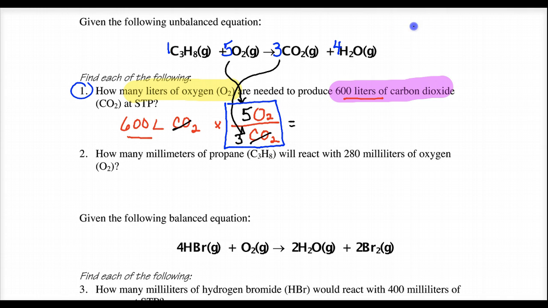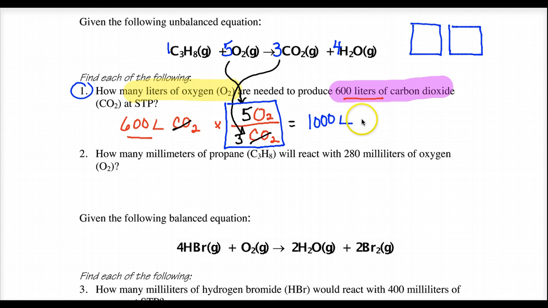Avogadro's hypothesis: if I have equal volumes of 2 different gases at the same temperature and pressure, I have an equal number of molecules. Double the volume, double the number of particles. So I can multiply this directly by the ratio, my friends in chemistry. So 600 times 5 divided by 3, and I get 1,000.